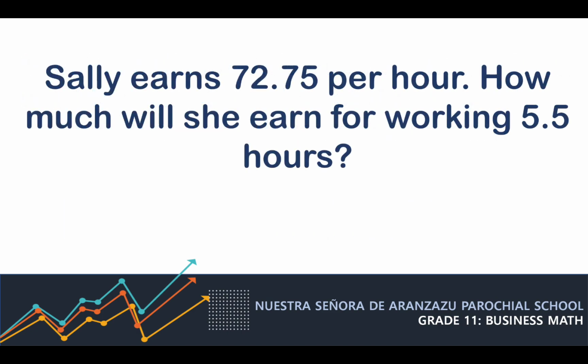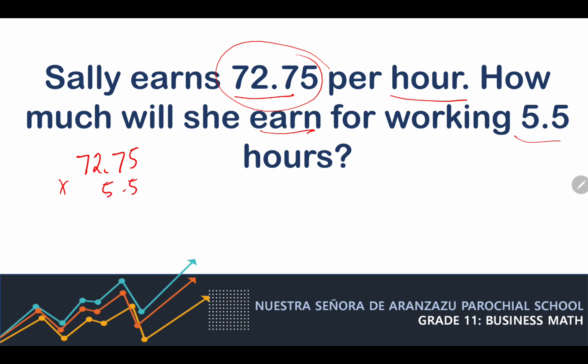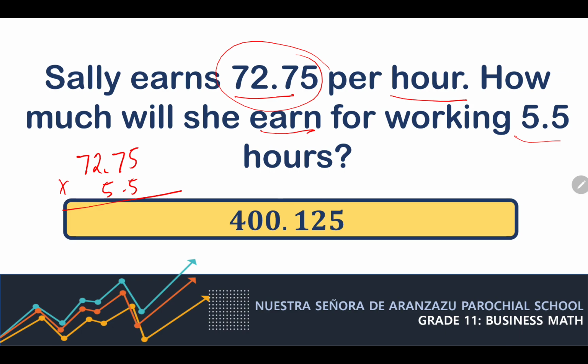Next one. Sally earned 72.75 per hour. How much will she earn for working 5.5 hours? So, dito, si Sally daw, ang kita niya per hour sa trabaho niya is 72.75. But she worked on a day 5.5. So, magkano yung earn niya doon? So, 72.75 times 5.5. Okay, so you may try to solve this and pause the video, then go back if you have your answer. Okay, so the product is 400.125.